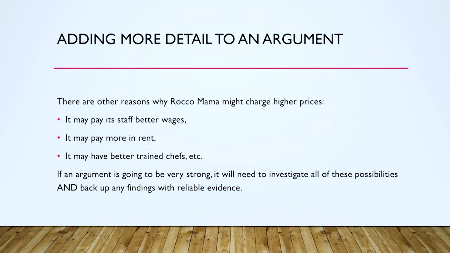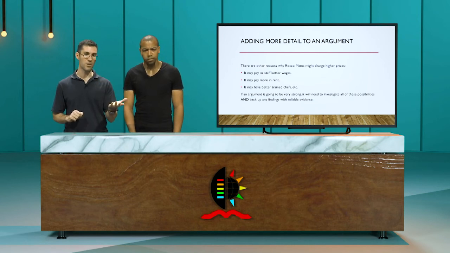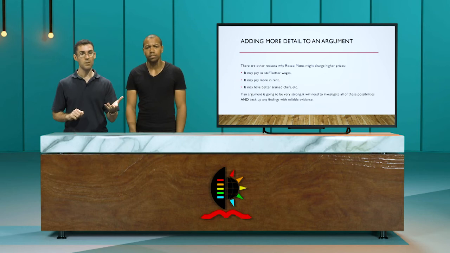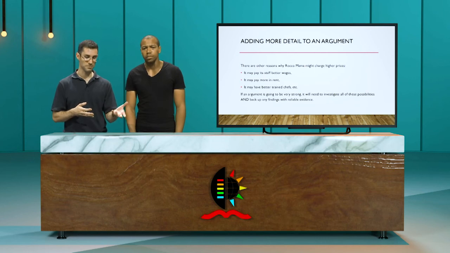If an argument is going to be very strong, it will need to investigate all of these possibilities and back it up with reliable evidence. And reliable evidence can come from interviews, from books, from, like in this case, from menus, and from suppliers of food and materials. All of the things must be reliable evidence so that it can be a strong argument.